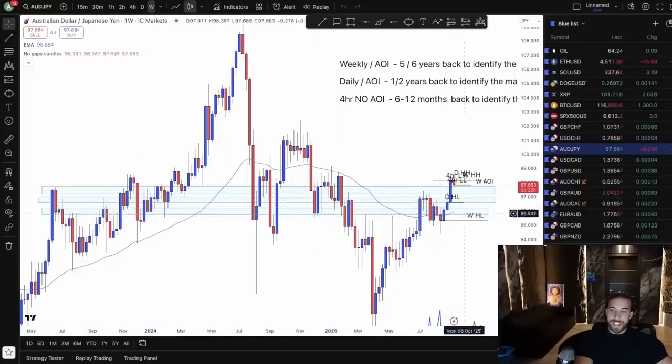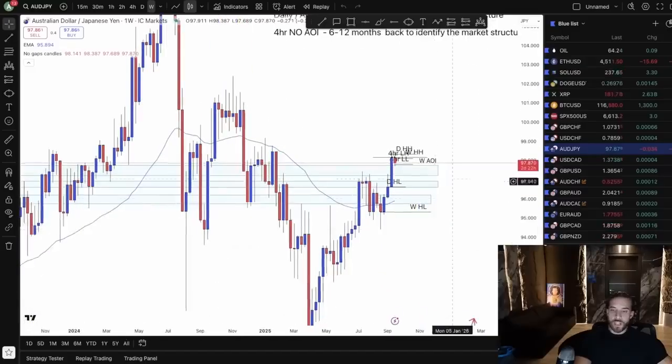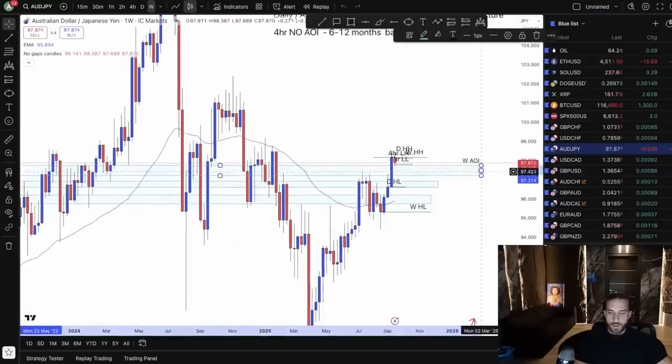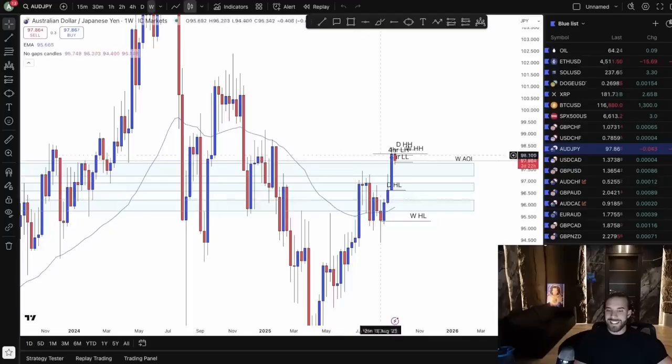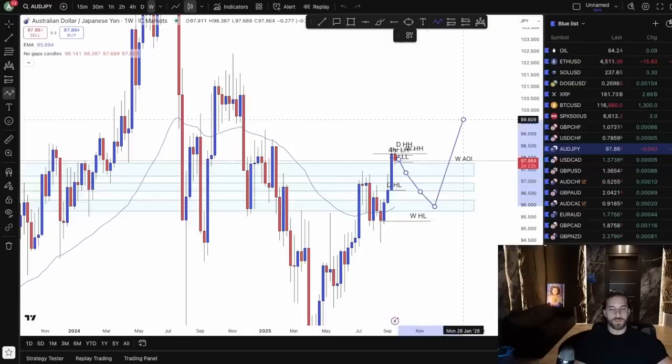Now this right here technically are the 3 weekly areas of interest. This is weekly area of interest number 1, weekly area of interest number 2, and weekly area of interest number 3. That right there, as you can tell, ladies and gentlemen, is a very clear indication that these are the potential areas where the weekly time frame could have a retracement to buy, and then retracement to buy.